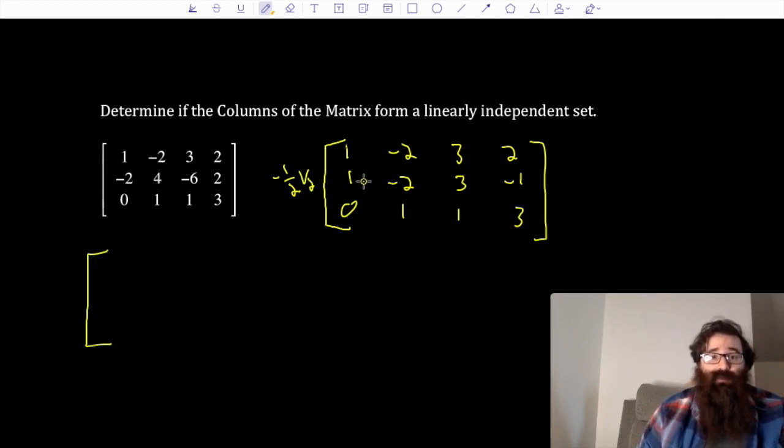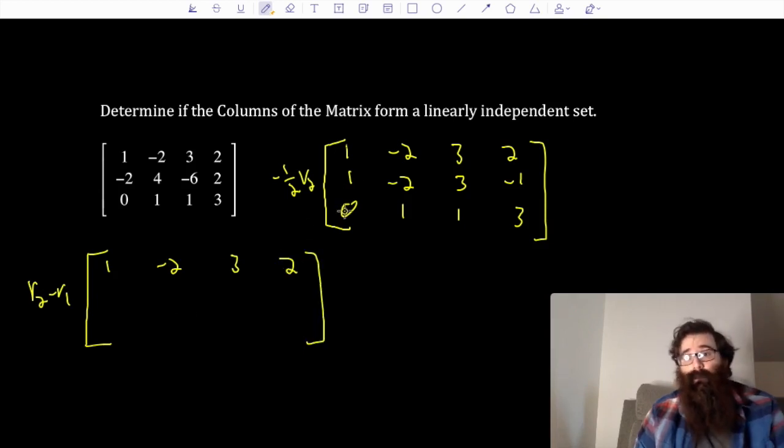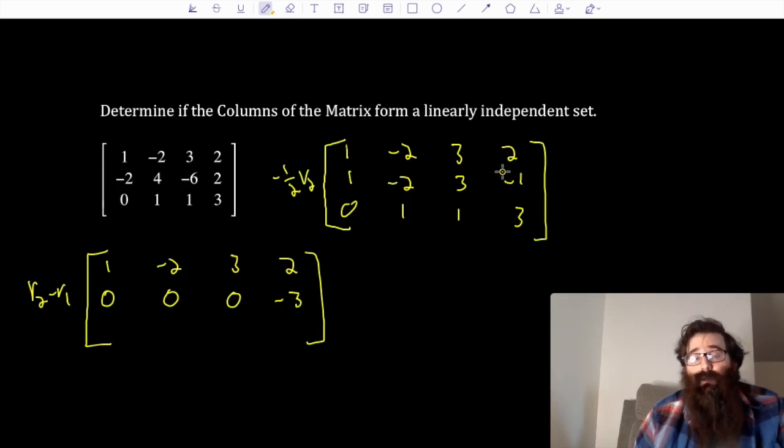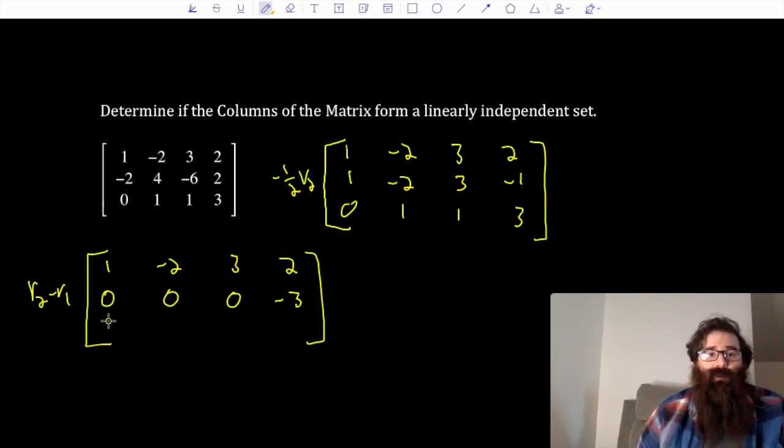So now I can replace row 2 with row 2 minus row 1. Row 1 I'm just going to rewrite. And if you're wondering, there's a lot of row reduction in the course, so I'm doing it. You should be doing it too. I get 1 minus 1 gives me 0. Negative 2 minus negative 2 gives me 0. 3 minus 3 gives me 0. Negative 1 minus 2 gives me negative 3. And then I can rewrite row 3.